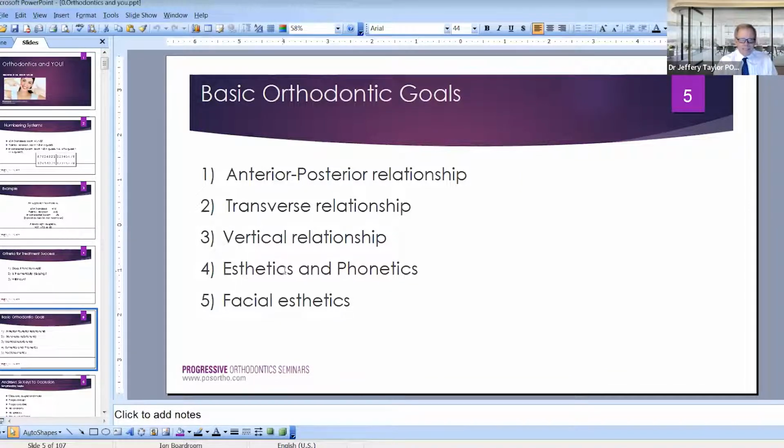Plus aesthetics and phonetics. Does this patient speak well? And does it really look good to the patient? And of course, today we have to pay extra attention to the facial aesthetics. Orthodontics in the 50s didn't pay that much attention to facial aesthetics. They were more concerned about just what the teeth looked like and what the casts looked like. But today, patients are so much more particular about what they get from the aesthetics of their face. So we must consider that for every patient that we treat.